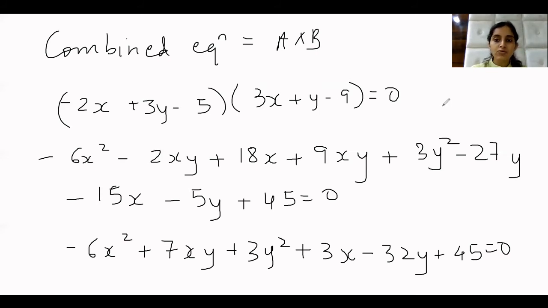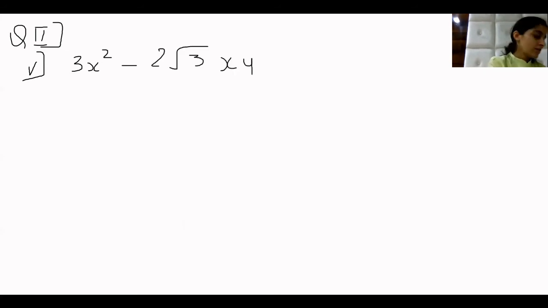Okay, let's move to the next one now. Yes, so now in question 2, we have to find the separate equations from the combined equations given. I'm doing the fifth one for you. So they've given the equation as 3x square minus 2 root 3 xy minus 3y square equal to 0.